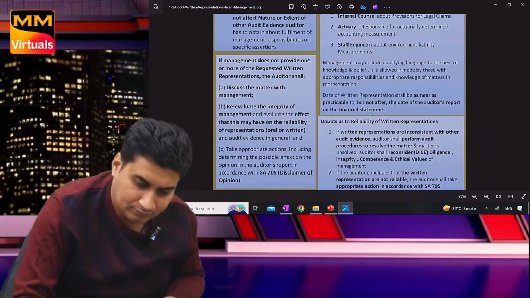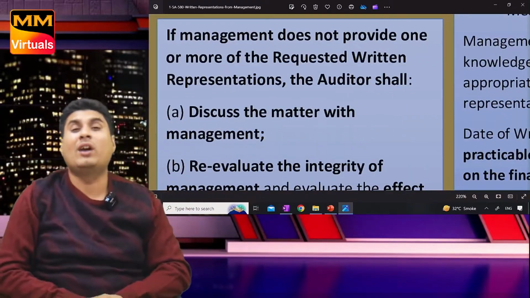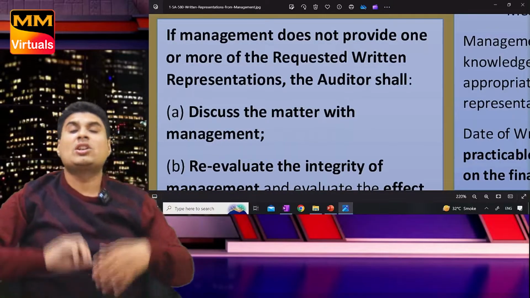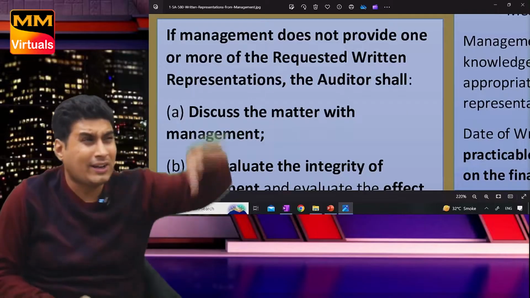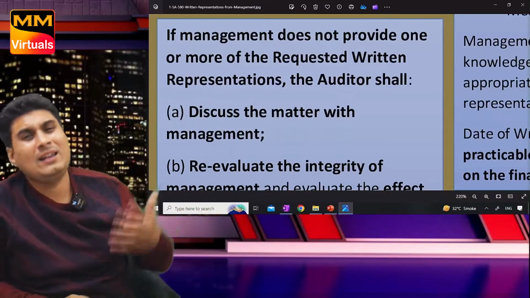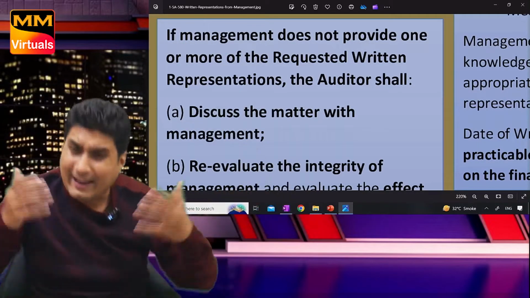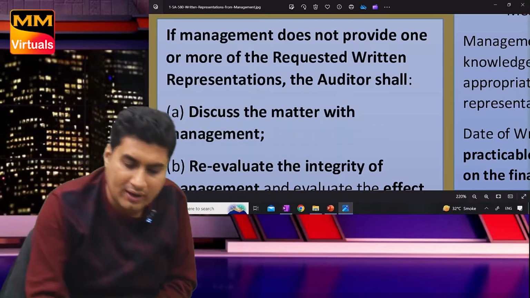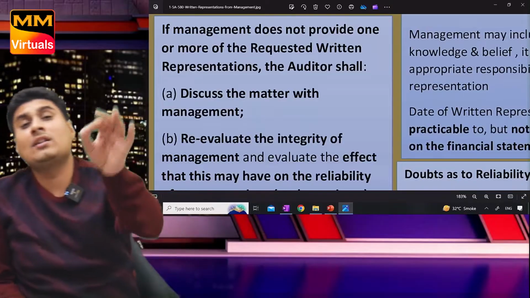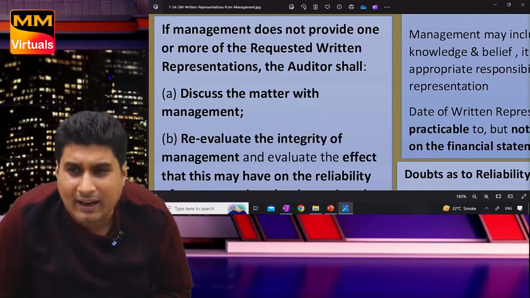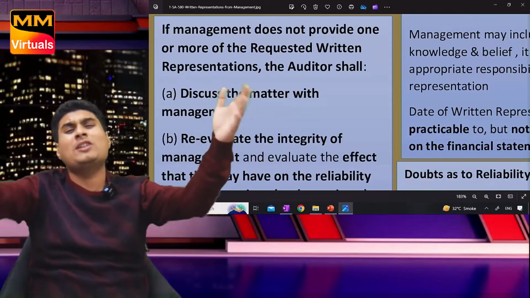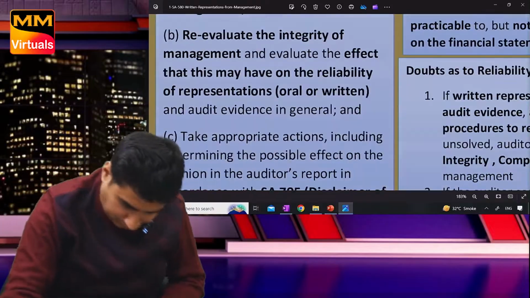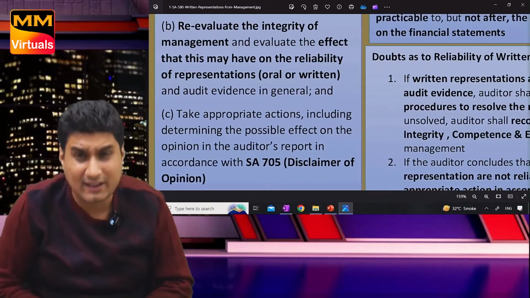Understood? Okay. What if they don't give WR at all? You go to management, Mr. Harish, please write the WR of Reliance, written representations. They are saying no, but anyway, you will do the work. Why do you need it? It's additional evidence. Our standard says so, SA 580 says so. But if they don't allow it at all, then number one, discuss the matter with management. We will talk with management: why are you not giving WR? Two, re-evaluate the integrity of management.